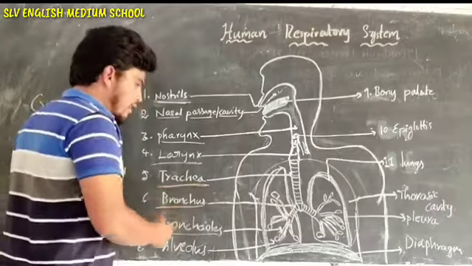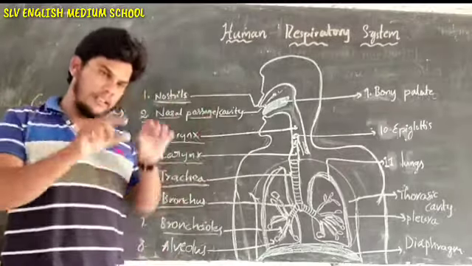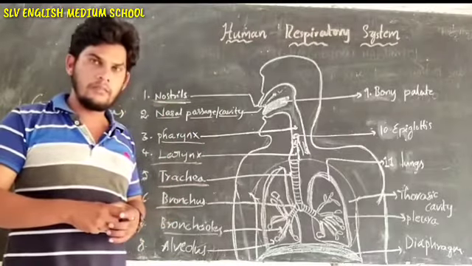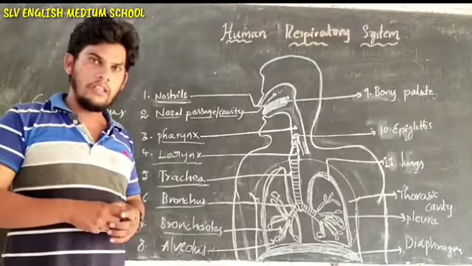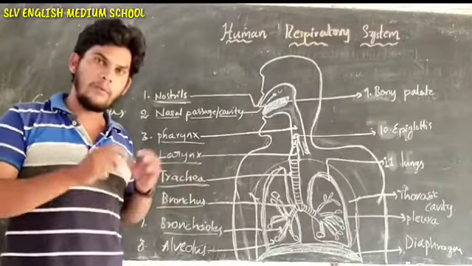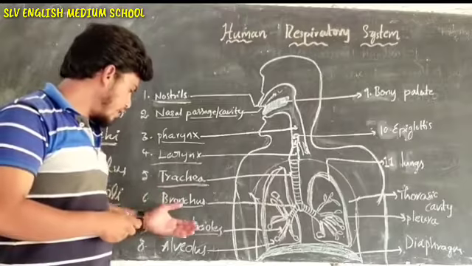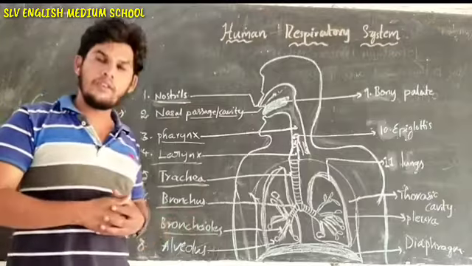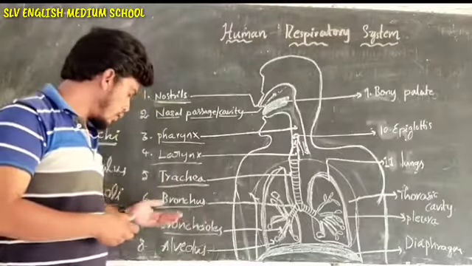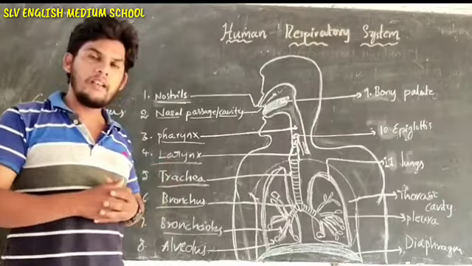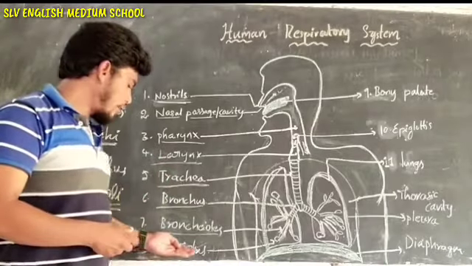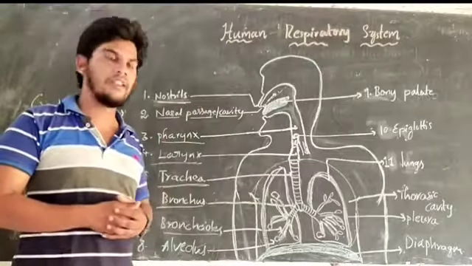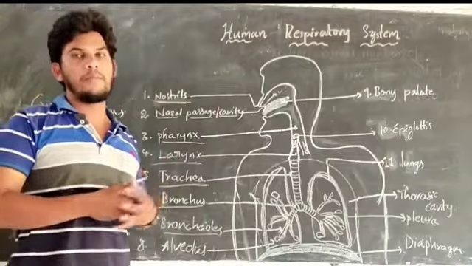Then the trachea divides into two sub-branches. Each branch is called a bronchus, and the two branches are called bronchi. In these bronchi, again subdivision takes place. The subdivisions are called bronchioles. These bronchioles open into microscopic sac-like structures called alveolus or alveoli. This is about the structure of the respiratory system of human beings.